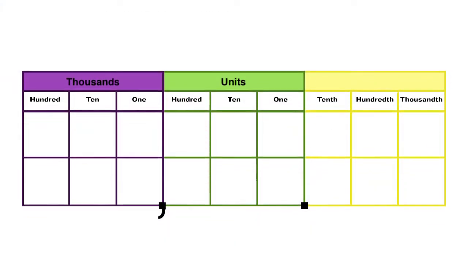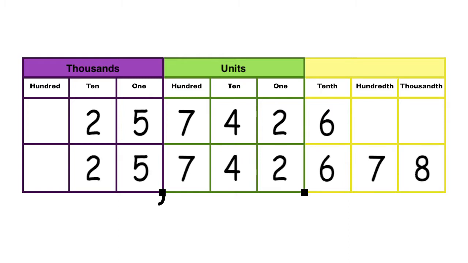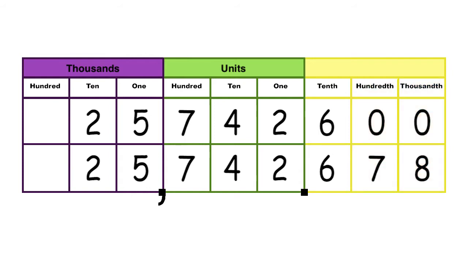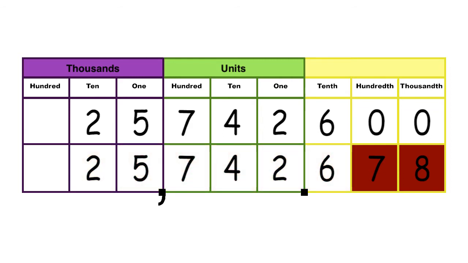When comparing two or more numbers, students may write 25,742 and 6 tenths stacked over 25,742 and 678 thousandths. Students will notice that every digit is equal except when they reach the hundredths and the thousandths place of the second number. Knowing that adding zeros to the first number won't change the value of it, they can see 25,742 and 678 thousandths is the greater of the two numbers because these digits create a larger fraction closer to the value of 1.